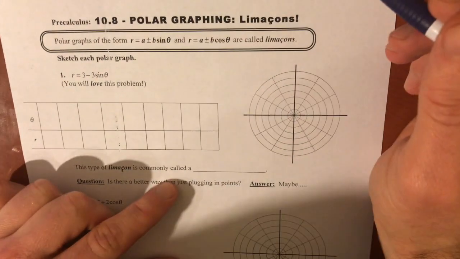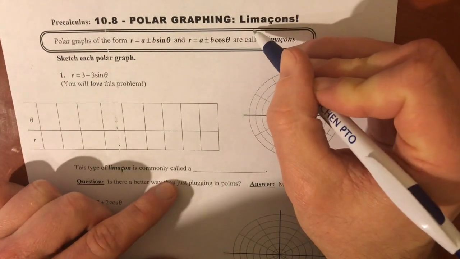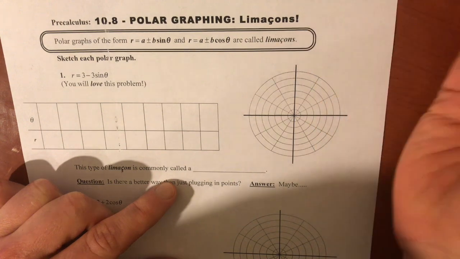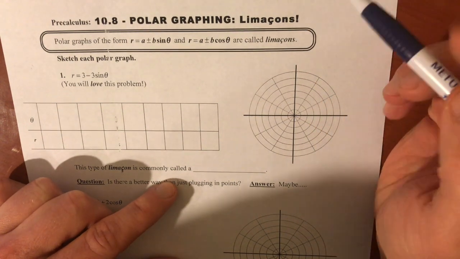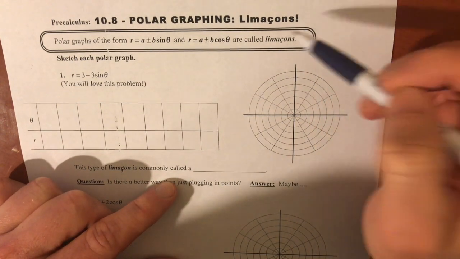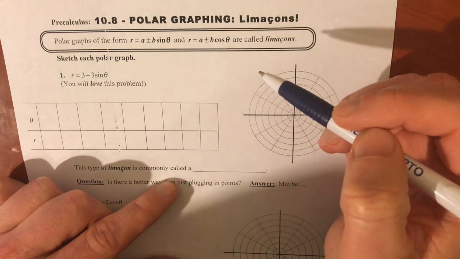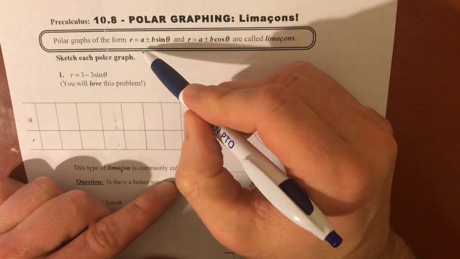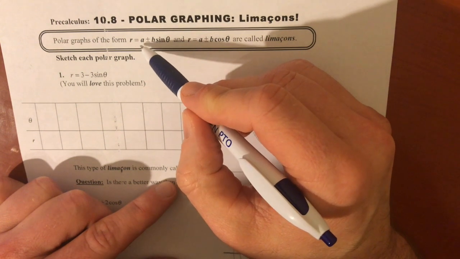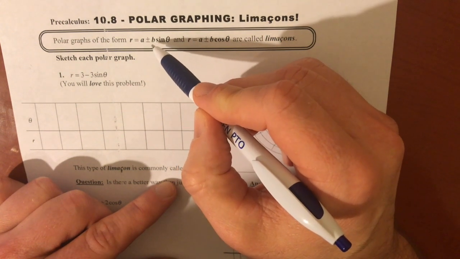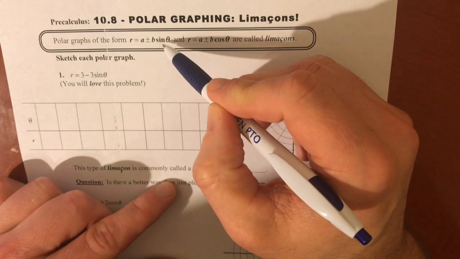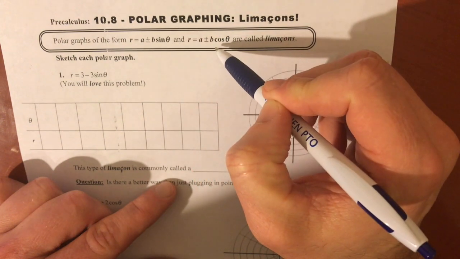Today we're gonna take a look at what are called limacons, or limacons, depending on your French pronunciation. Some people just say limacons, whatever you like. But a polar graph that is what's called a limacon is anything that's of this form: r equals a plus or minus some constant b times sine of theta or cosine of theta.